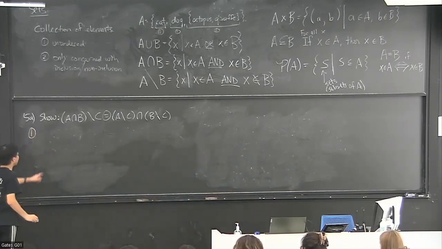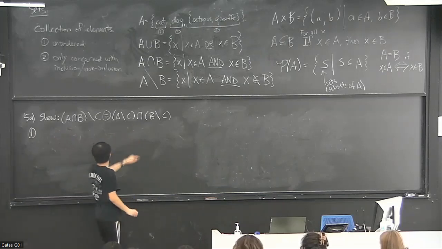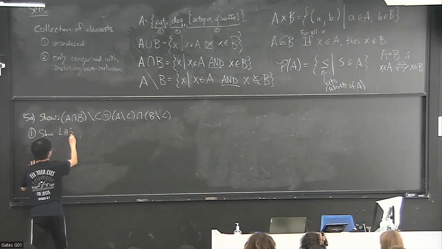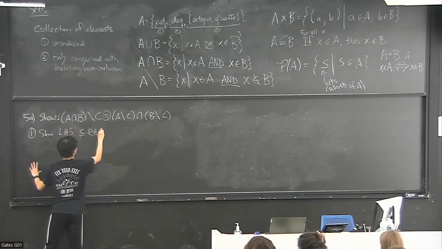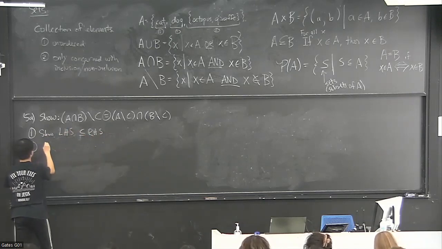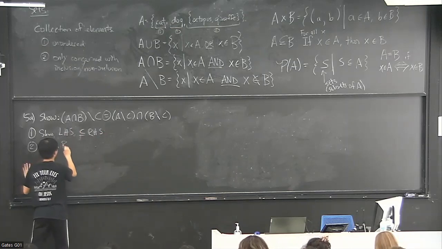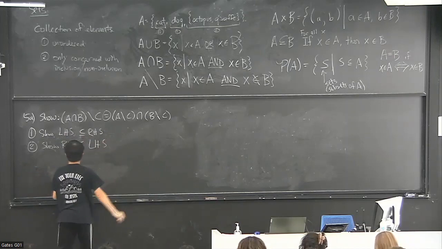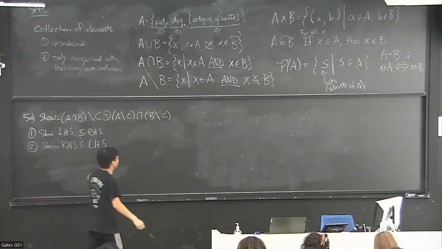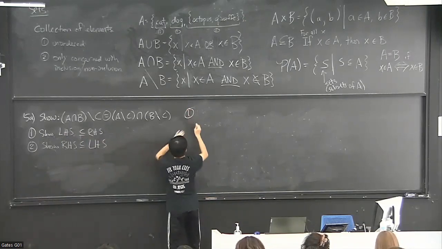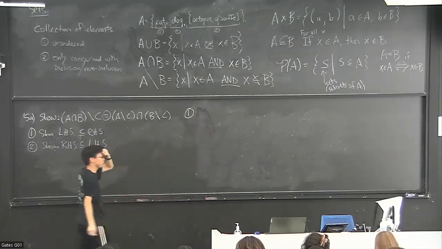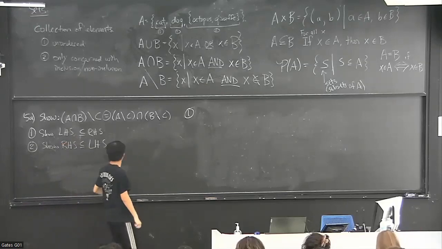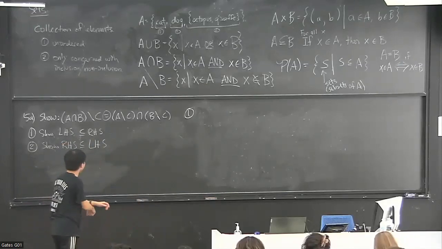You have part one, the left is a subset of the right, so you want to show left is a subset of the right. Part two is you want to show right is a subset of the left. In this problem, I'm going to do part one, and most likely I'm not going to do part two because I think it's pretty similar.